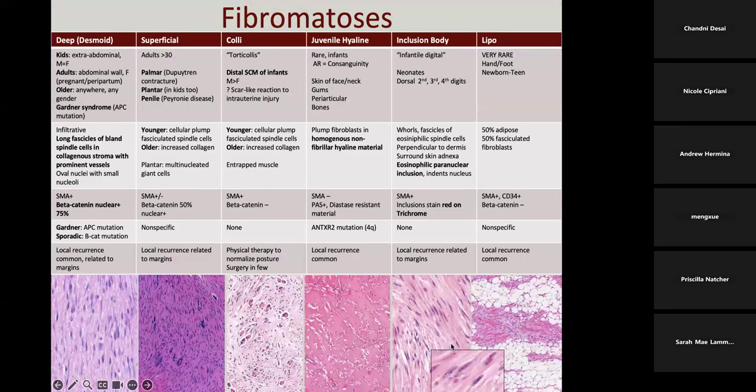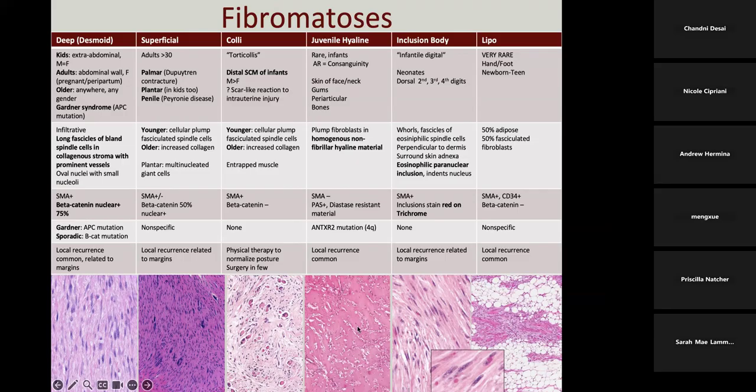Okay. Other fibromatoses, aside from deep or desmoid, include superficial fibromatosis or Dupuytren's contracture in the palms. Remember, these can also be present in the soles, but they're in all cases diagnosed as superficial fibromatosis. They kind of look like desmoid tumor. They can have some associated giant cells in them, and they are usually stuck in the tendons of the palms and soles.